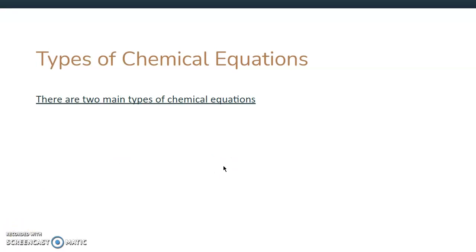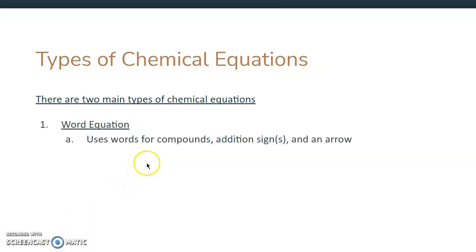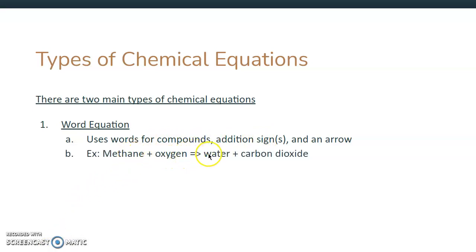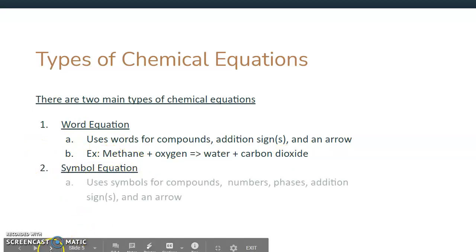Our first one is what is called a word equation. So this equation uses words for compounds, addition signs, and an arrow of some kind. For example, when we see methane plus oxygen with an arrow going to water and carbon dioxide, that is a word equation. Then we also have what's a symbol equation. These symbol equations are what we're going to be working with mostly.